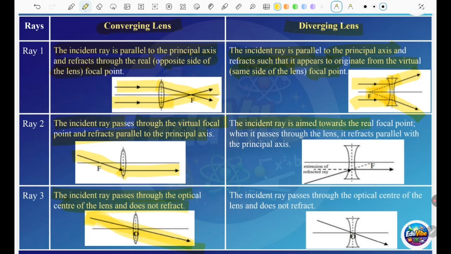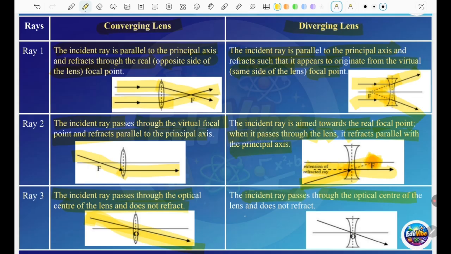If the incident ray is aimed towards the real focal point, when it passes through the lens it refracts parallel to the principal axis. So this goes over there and is refracted in a straight line, and that line goes further to touch that focal point. So it refracts parallel to the principal axis, or you can also extend it towards this. Because this is a refractive point, they go to infinity. If we extend the incident ray, it meets at the principal focus.